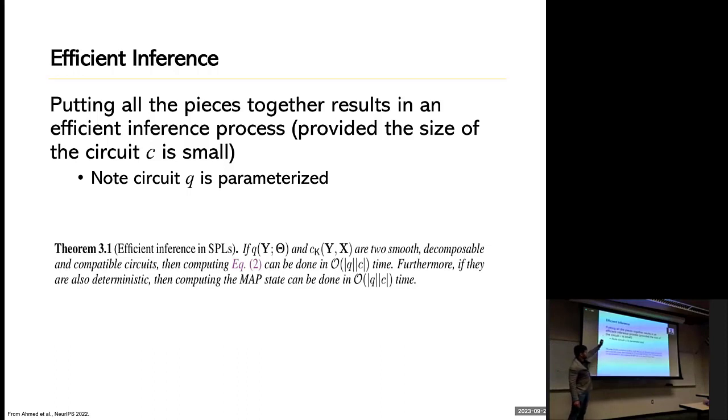So putting this all together, they provide a strong theoretical result that allows for efficient inference, where the complexity is the size of the Q circuit multiplied by the size of the C circuit. Q, you get to pick how big that is based on how many correlations you want to capture. C comes from your logical formula. And so if you only have a small number of constraints and it doesn't blow up when you do the conversion, this actually ends up being pretty fast.